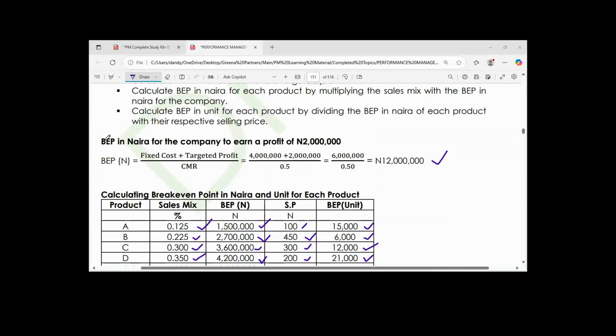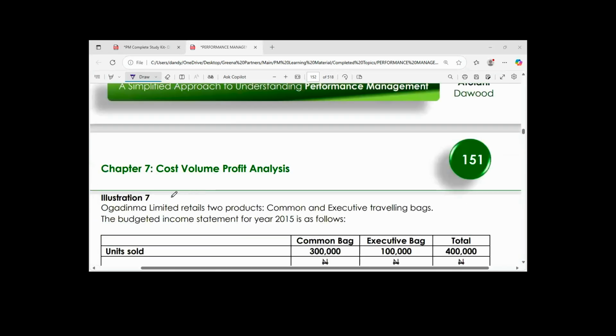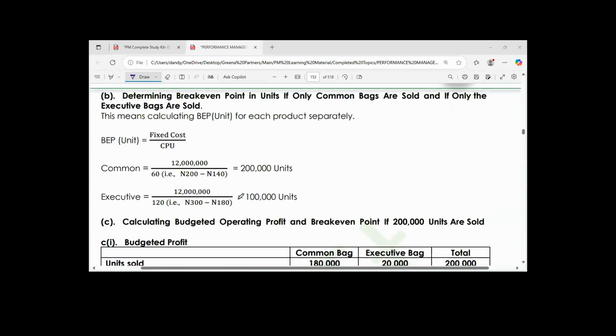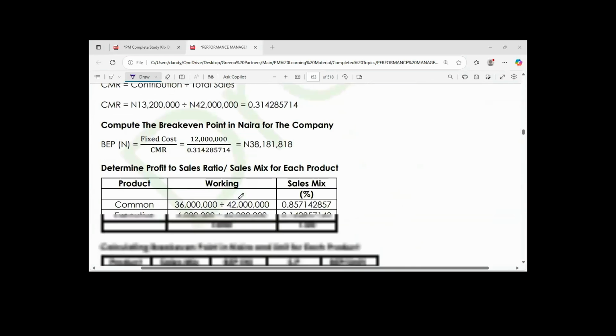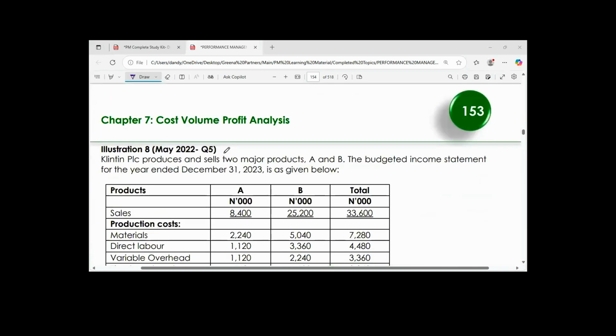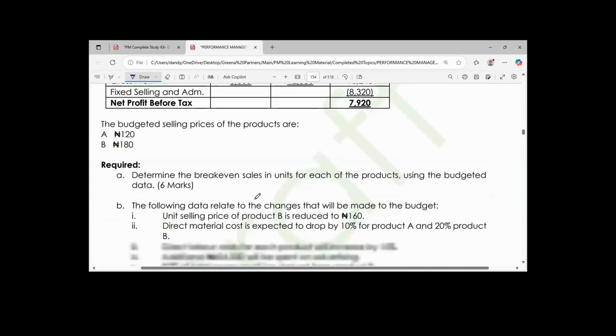So in our next class, by the grace of God, we are going to solve illustration number 7 and the last question tested by ICAN on the break-even for multi-products. That would be illustration number 8, Clinton. In your material, it is Abayomi, PSC. All right, so this is the question we are going to solve next time by the grace of God.